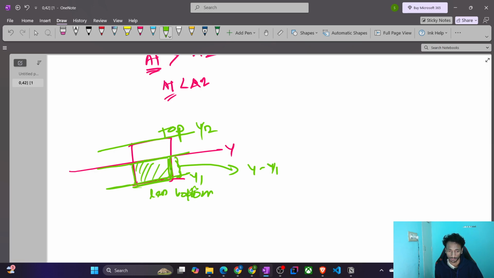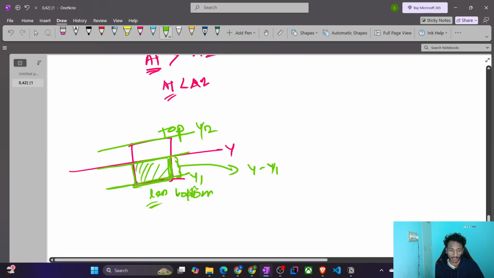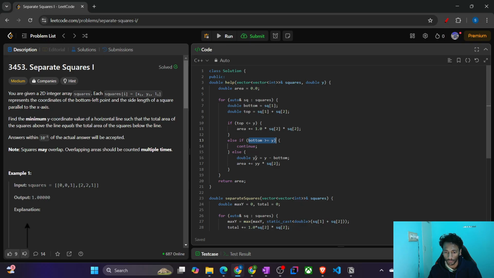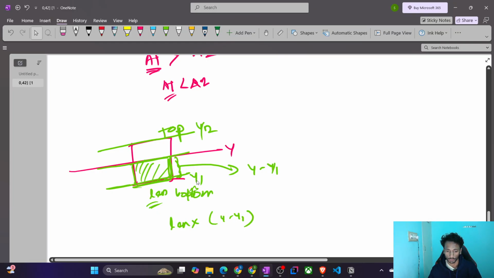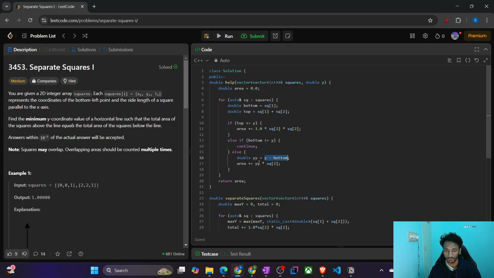This is now a rectangle, right? So the area for this will be length times y minus y1, right? So now I'm iterating with a new variable, the y reference point and the bottom value. This is the reference point y, and the bottom value is y1. And now the area for this current square will be y minus y1 times the length, because x is constant, and ultimately return the area. This calculates the area of the square that is below the line with reference to this line y. Got it?